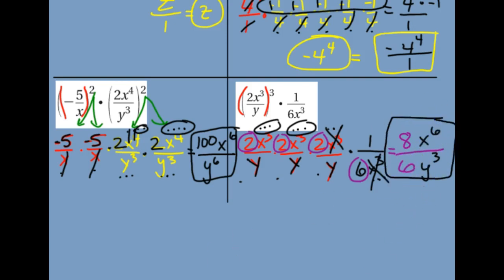However, I can simplify 8 divided by 6. I can divide those both by 2. 8 divided by 2 would give me 4. 6 divided by 2 would give me 3. And then x to the 6th and y to the 3rd. Those don't change, only the numbers, because I simplified by dividing by 2. You can't simplify the x's and the y's because they're different letters.